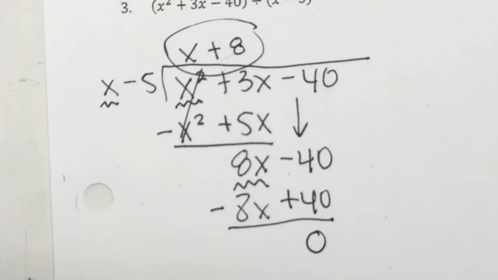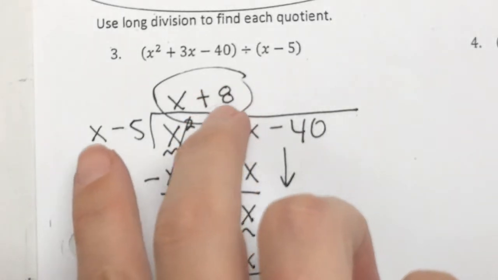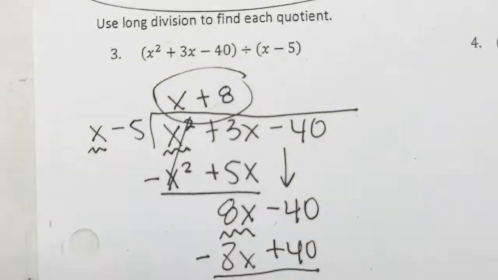And do y'all know how to check this? Opposite of division is? So you would multiply these two, fold it out, and it would give you this term right here. That's how you check it. Do I need to fold it out? Are y'all good with that? Okay. Any questions on that one?